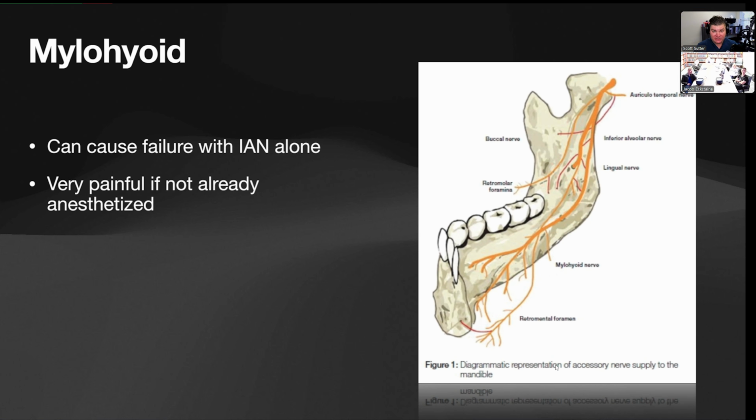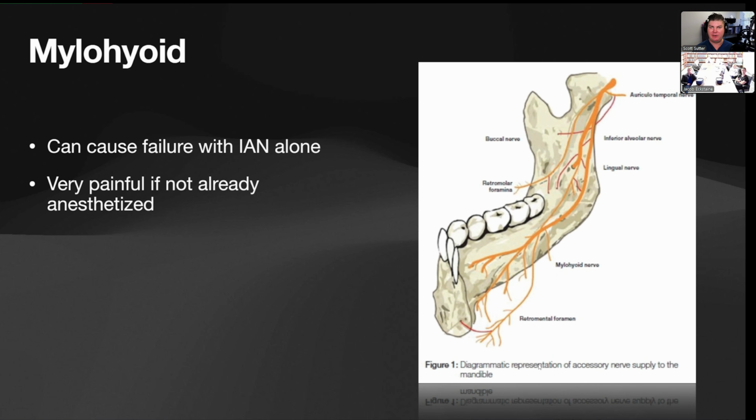When you give this injection, make sure they're already numb. Make sure that the floor of the mouth is already numb. So I'll give a little bit next to the tooth. If they feel that, let it soak in for 30 seconds, a minute, and then do the mylohyoid, because as you're scraping along the bone here, this one they do feel.